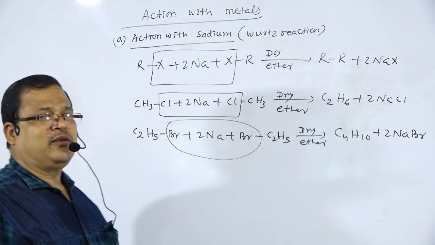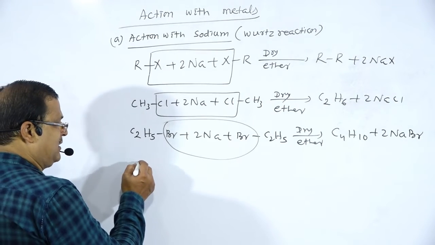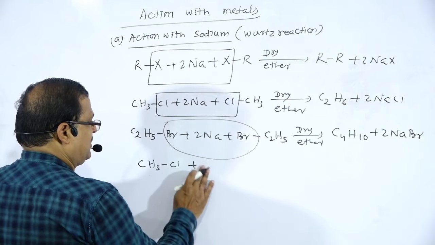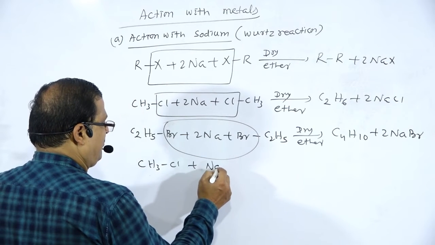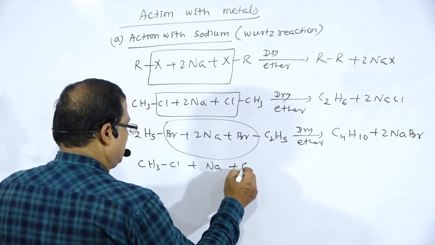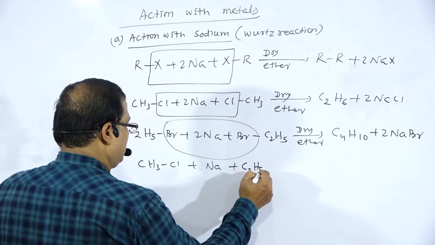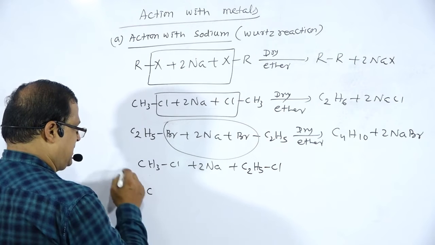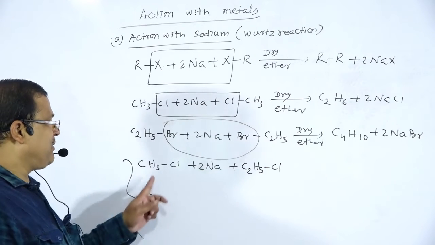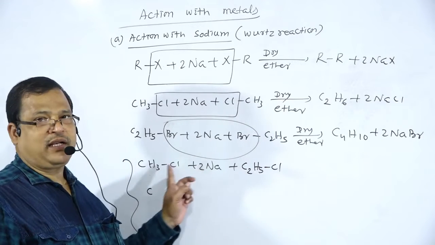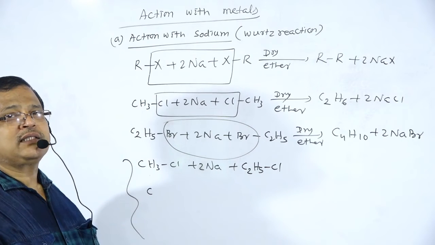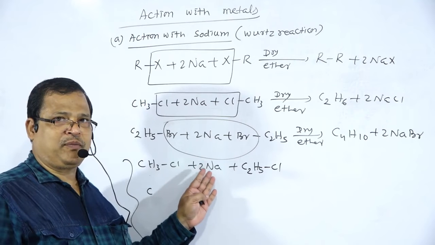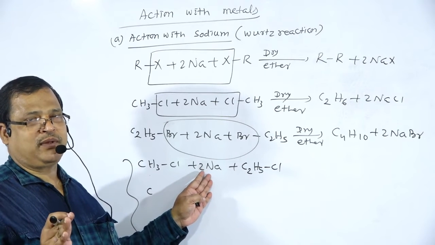If we take a mixture of different kinds of alkyl halides, CH3Cl plus 2 sodium plus C2H5Cl, mark the difference. If you have taken different kinds of alkyl halides, a mixture of alkanes is formed which is difficult to separate. In this method, methane cannot be prepared. This is one of the drawbacks of this method.